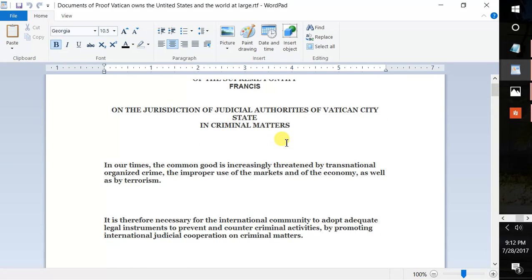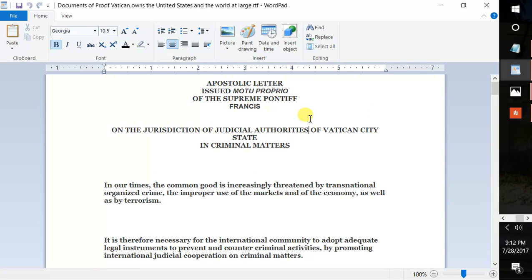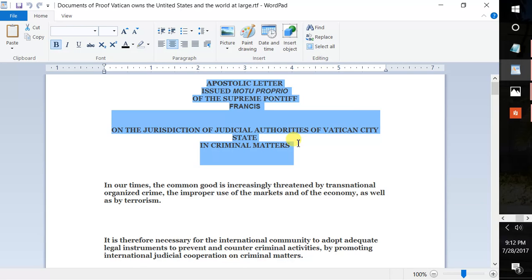Now, this particular document, what's happening here? I'm trying to show you how the Vatican makes laws, and the laws affect everybody without our knowledge. This particular letter was called the Apostolic Letter, issued motu proprio of the Supreme Pontiff Francis on the jurisdiction of judicial authorities of Vatican City-State in criminal matters. So he makes a law in the Vatican, but it affects all of us without us having any knowledge.